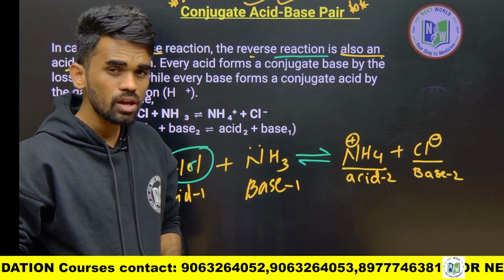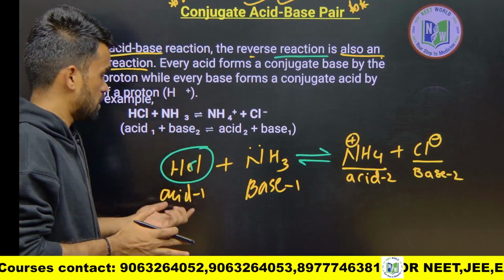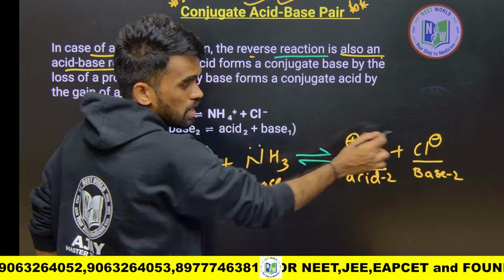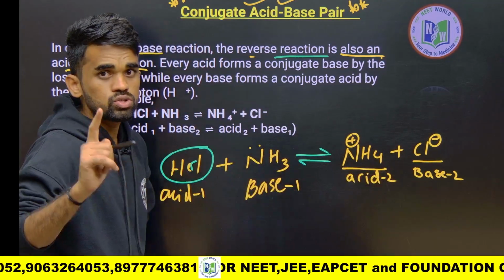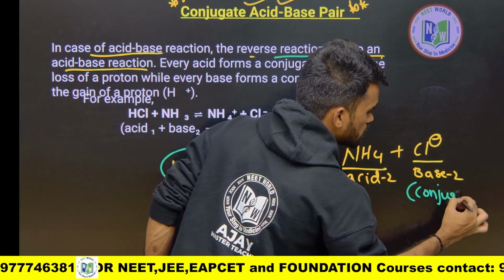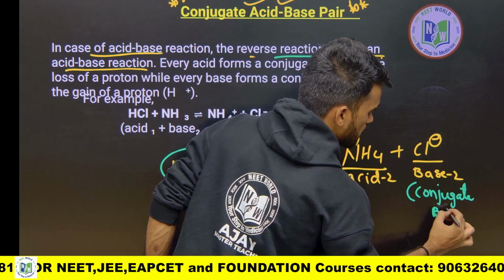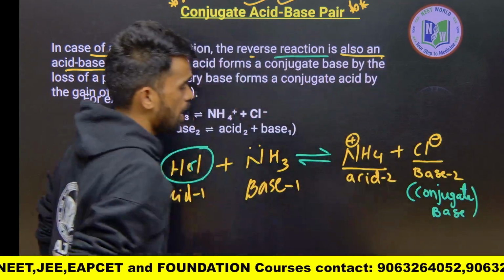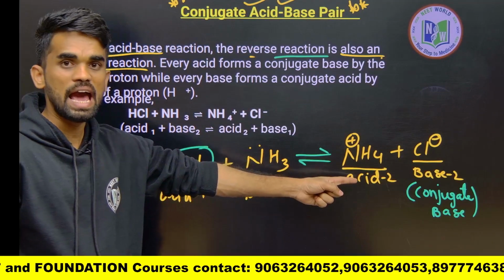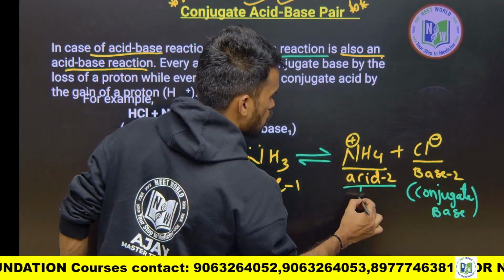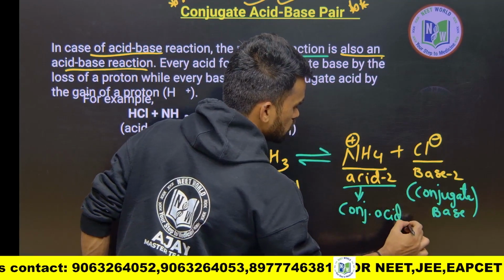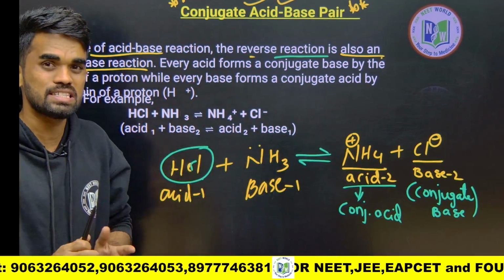Now if we look from this side, this is acid now. From the acid, whatever negative part we get, we say it is a base. That base you should call the conjugate base. And a base, after accepting the H plus, forms an acid now. This should be called the conjugate acid. Hope it is clear what is conjugate acid base theory.